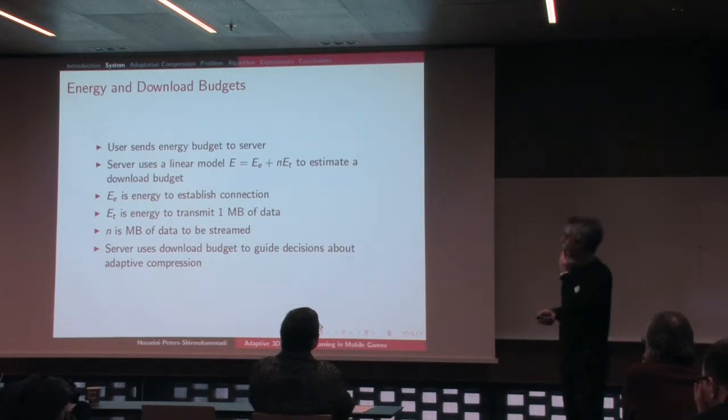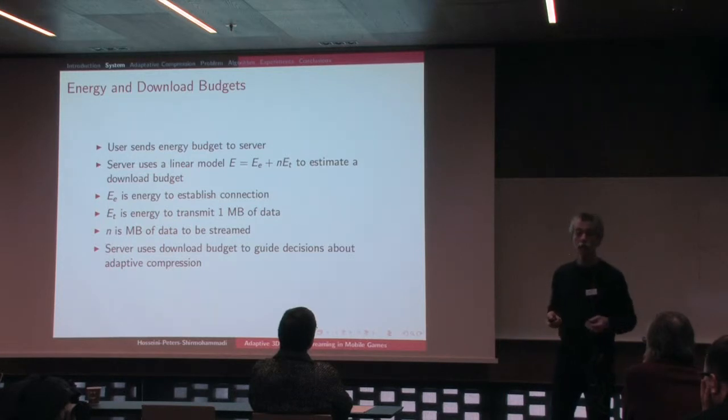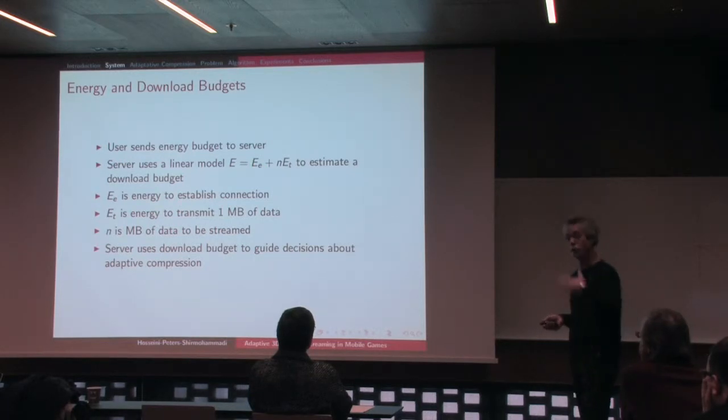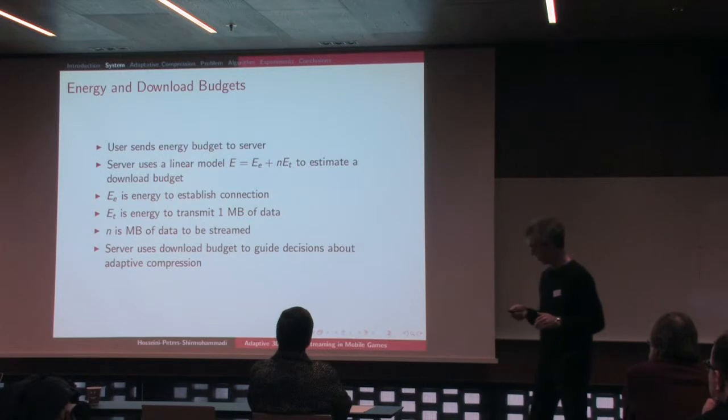Okay, so this is our system set up. The user sends an energy budget to the server, and the server is going to use a linear model to estimate how much data it can transmit. So E sub E, this is the energy to establish the initial connection, turn on the circuits, lock onto the signal, and so on. This is the cost per megabyte of data in terms of battery power. This is the number of megabytes that we need to send. And the server is going to use this budget to guide decisions about what to send and how to compress it.